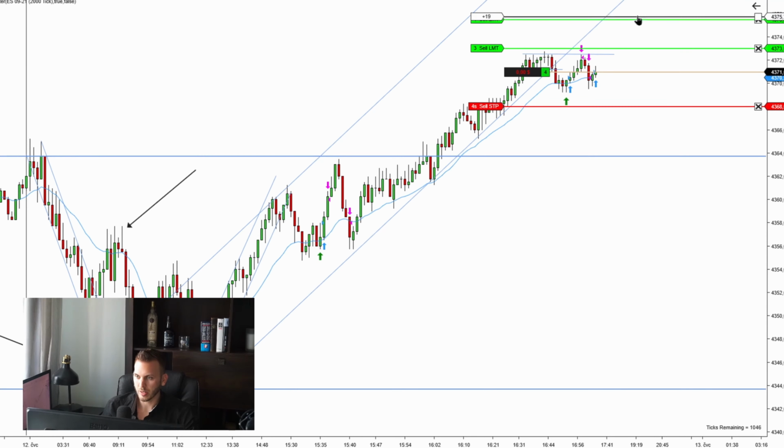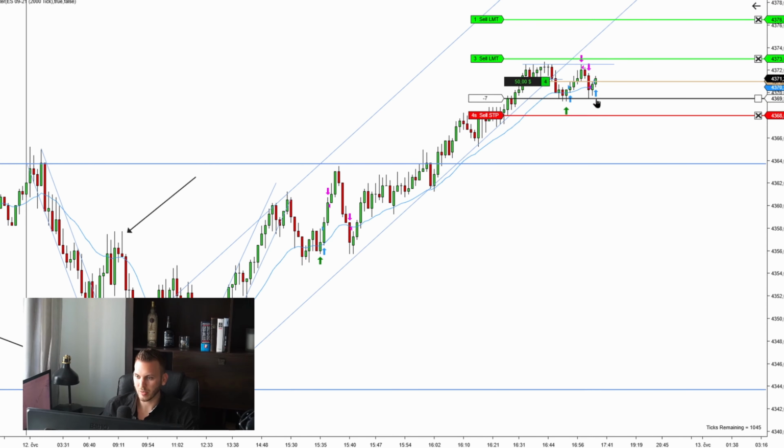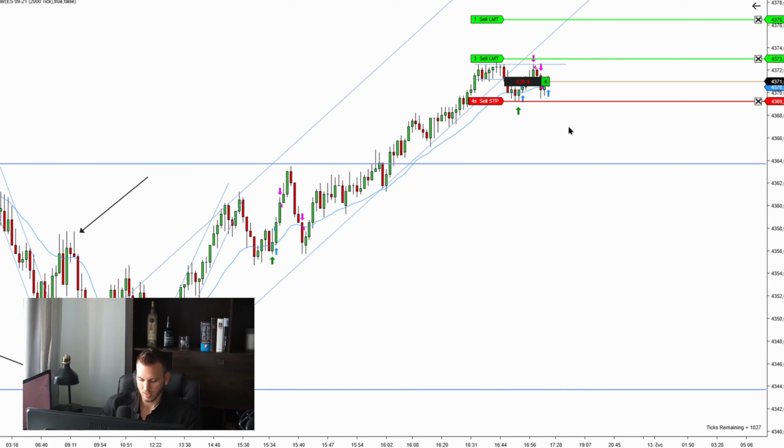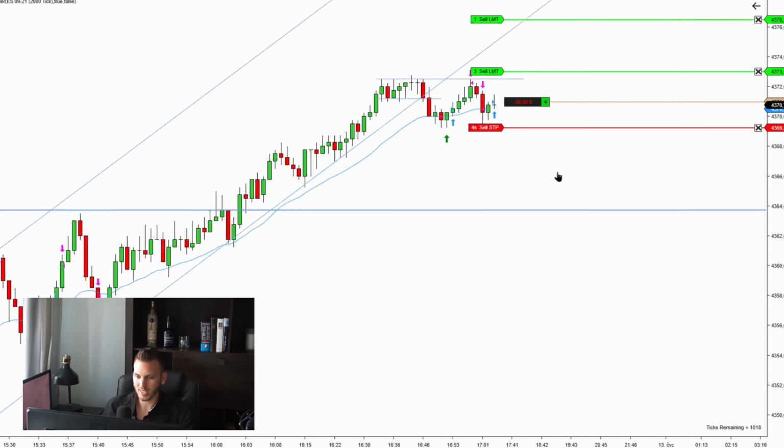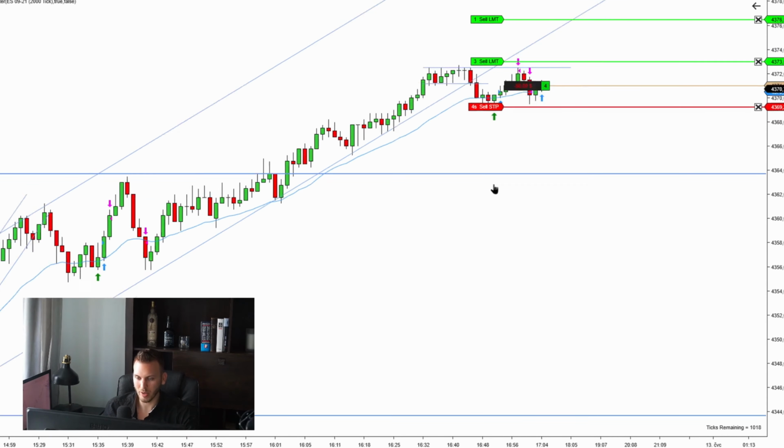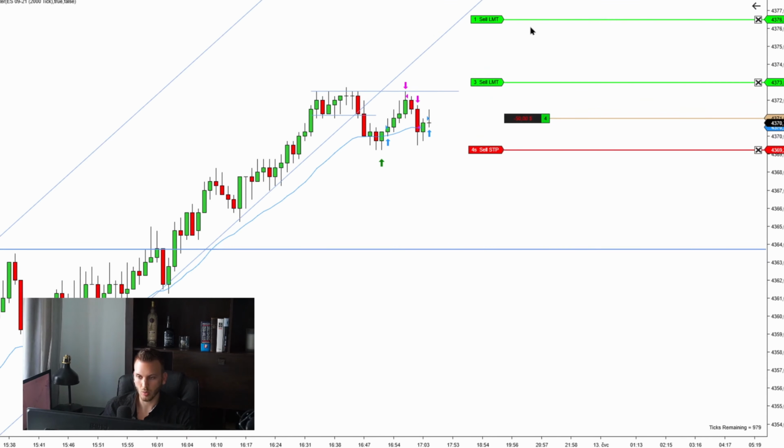I don't have enough room here, but I'm going to risk it anyway. This is a little bit of an aggressive trade right here, but I still like the trade. Second entry long at the EMA, strong uptrend. We're waiting for a new high.